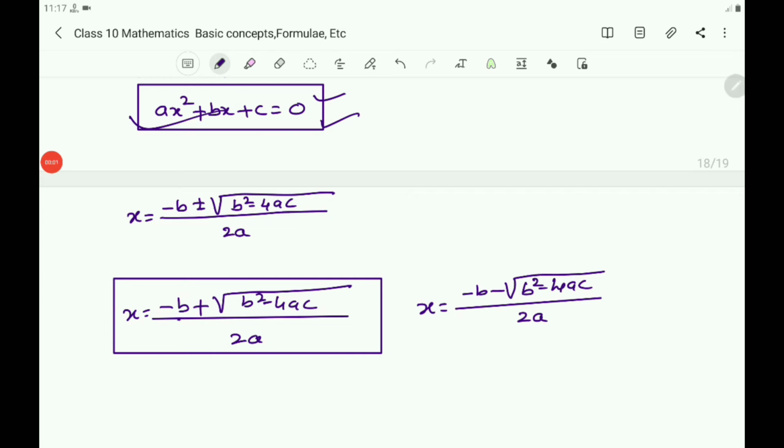Also they may give one root, and to find the other root, if they give plus, you must write the same terms with the minus sign. Only the difference is plus and minus. The remaining terms are the same. So this is the formula, and these two are the roots in terms of a, b and c. They are the coefficients.